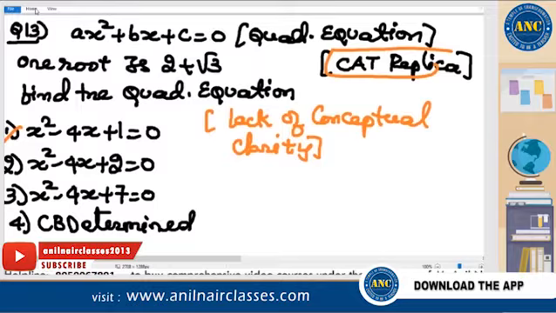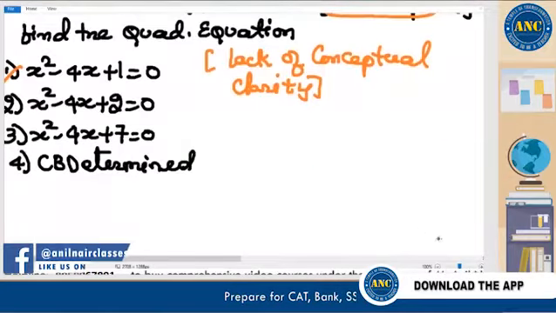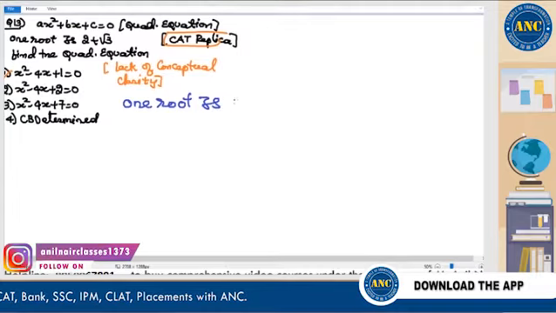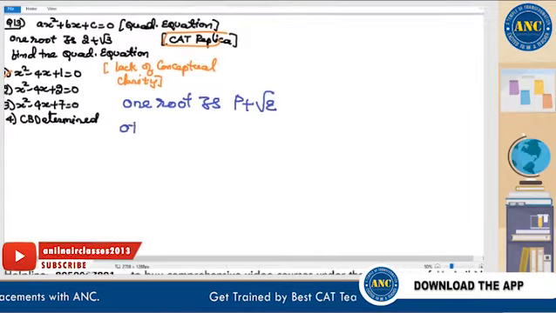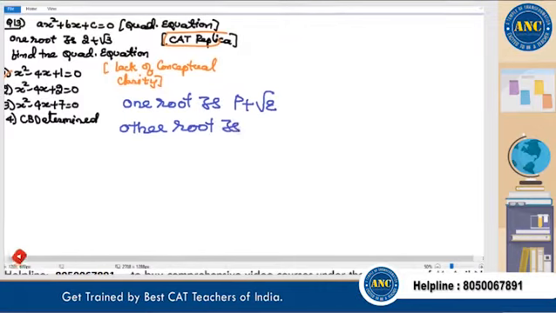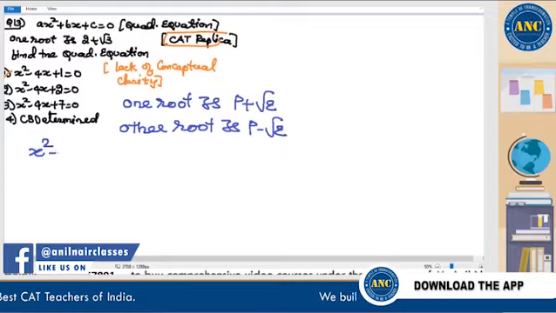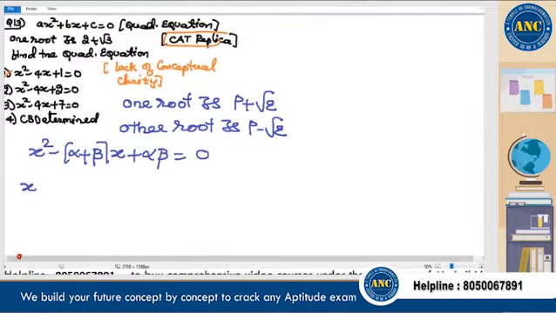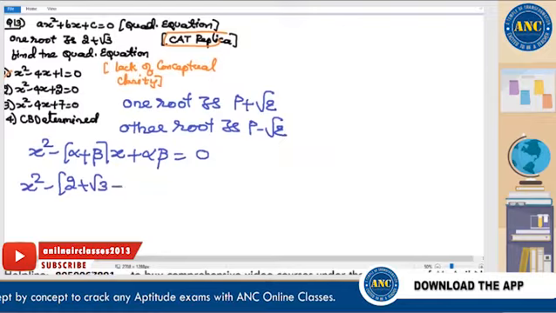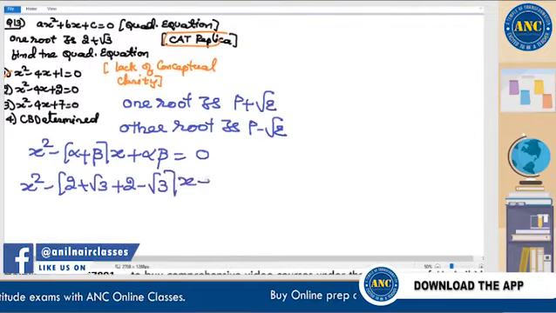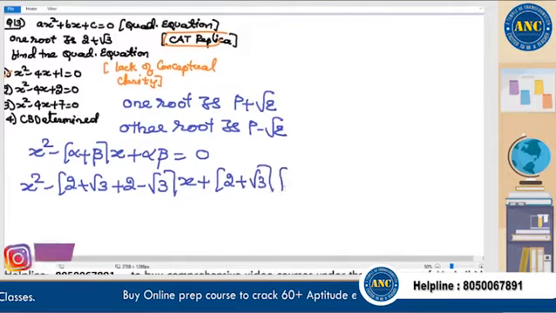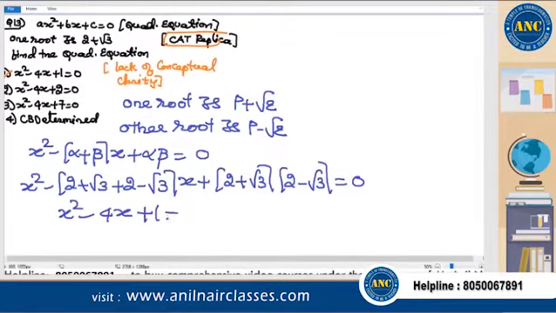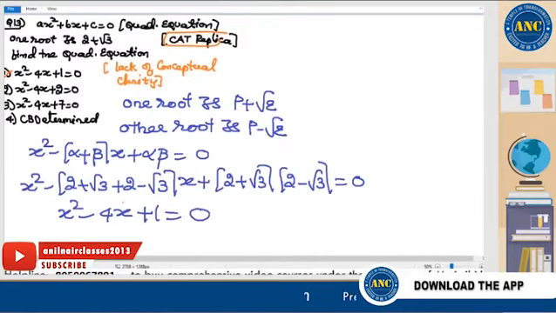So what they will do is, if one root is p plus root q, the other root they will directly write as p minus root q, and they will use this equation as x square minus alpha plus beta x plus alpha beta equivalent to 0. So it is x square minus 2 plus root 3 plus 2 minus root 3 into x plus 2 plus root 3 into 2 minus root 3 equivalent to 0. So they will tick mark the answer to be x square minus 4x plus 1 equivalent to 0, which is a mistake.